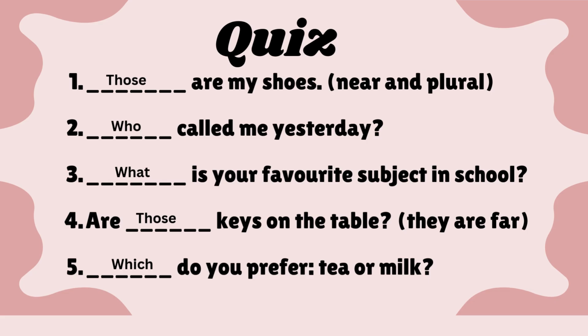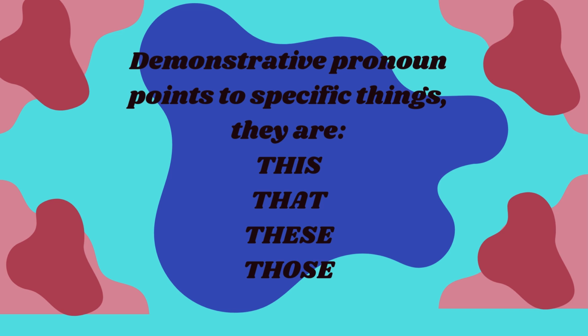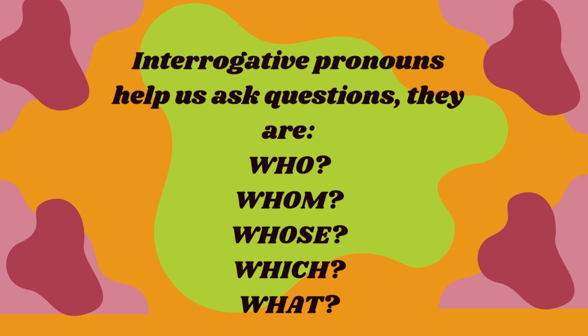Great job, everyone! Now let's recap. Demonstrative pronouns point to specific things. Demonstrative pronouns are this, that, these, and those, while interrogative pronouns help us ask questions. Who, whom, whose, which, and what are all interrogative pronouns.